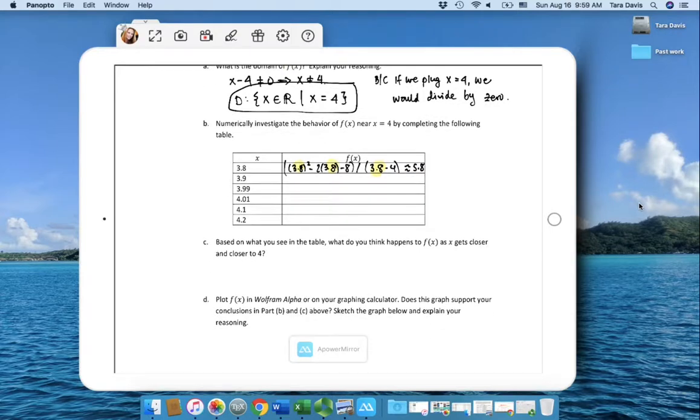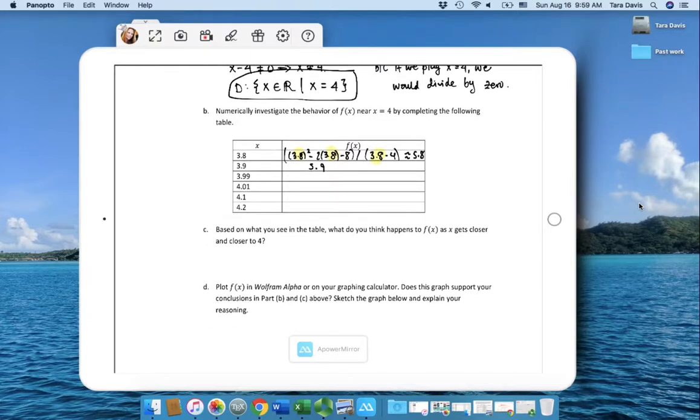So we want to do the same thing for all the values in order to find a pattern. And so if I plug in 3.9, I get 5.9. If I plug in 3.99, I get 5.99. Okay, so 3.99 is very close to 4 and smaller than 4.